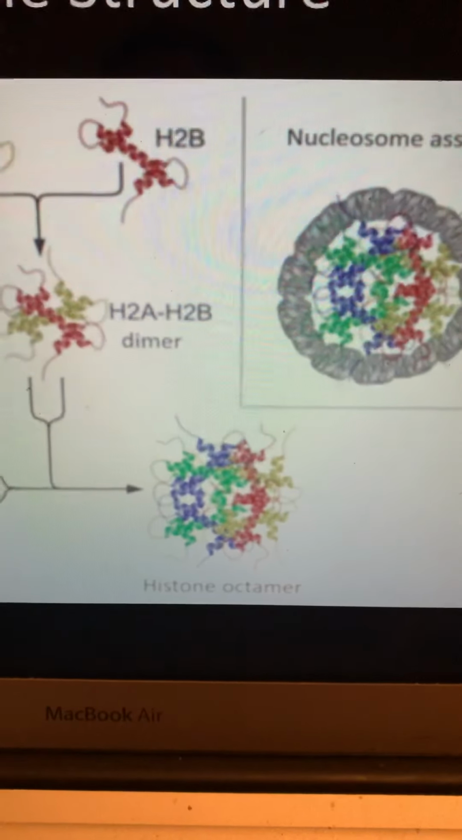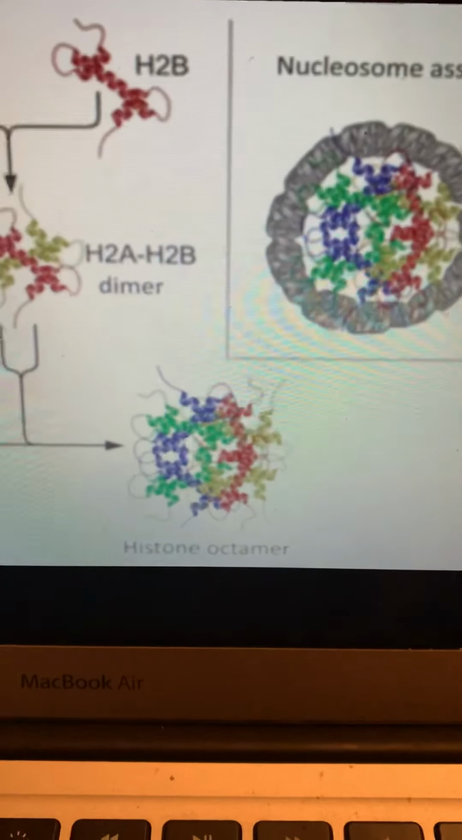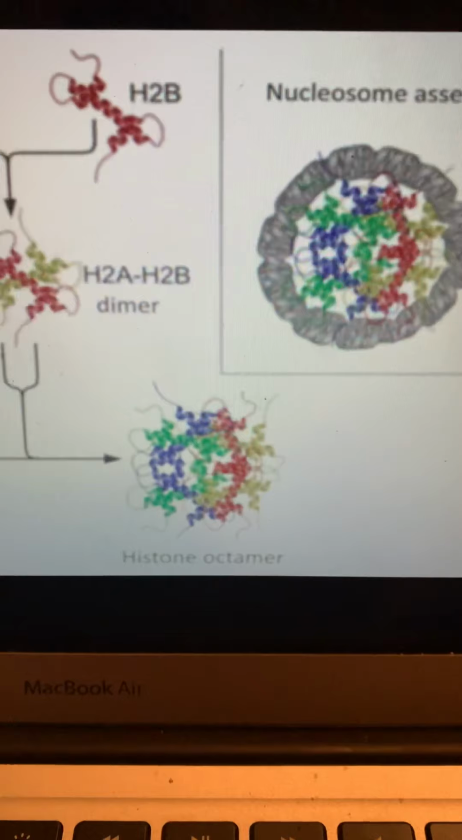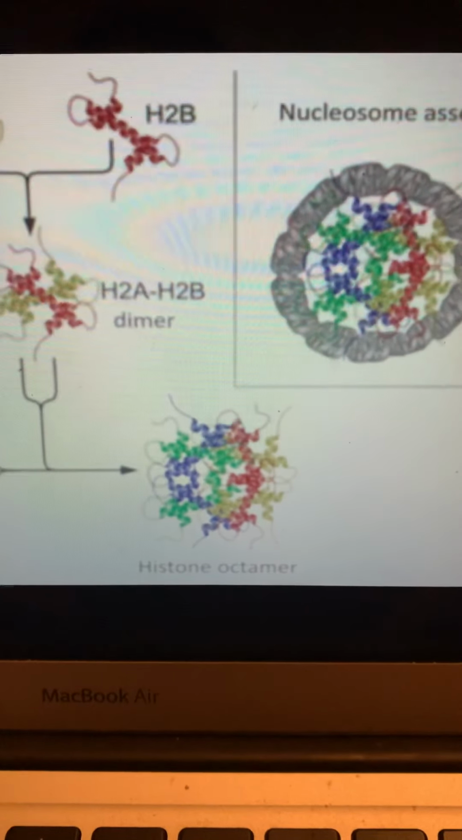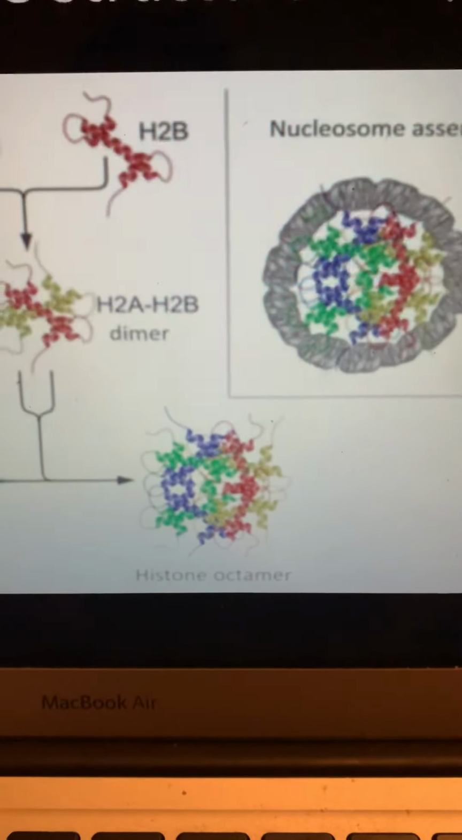And then lastly, we get to the octamer, and this is the final quaternary structure of histones.